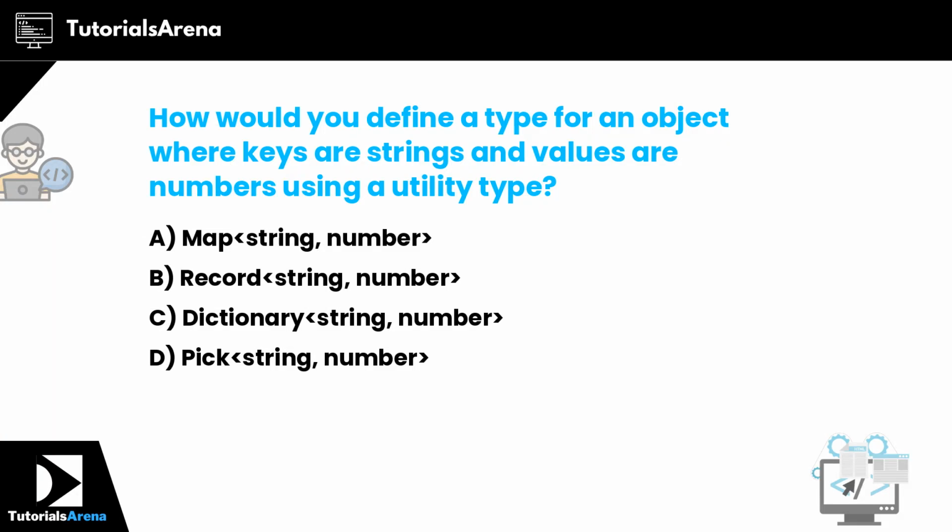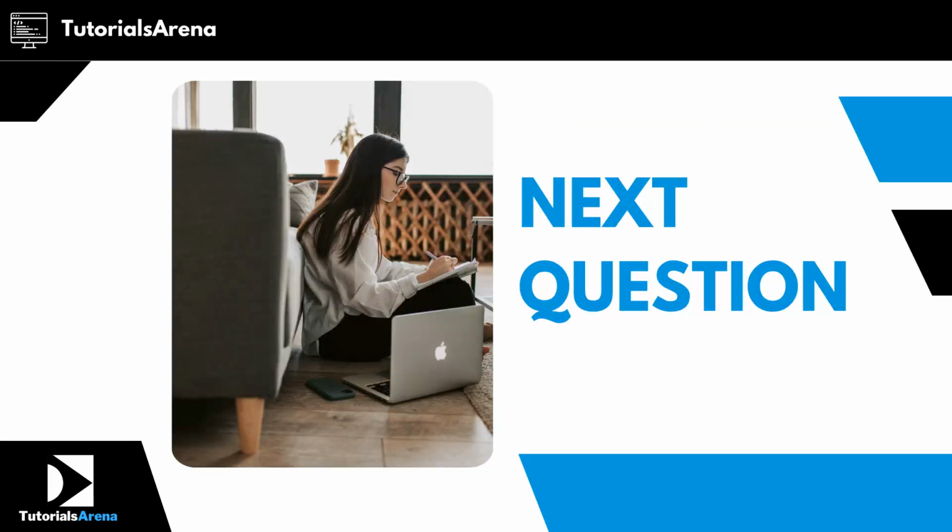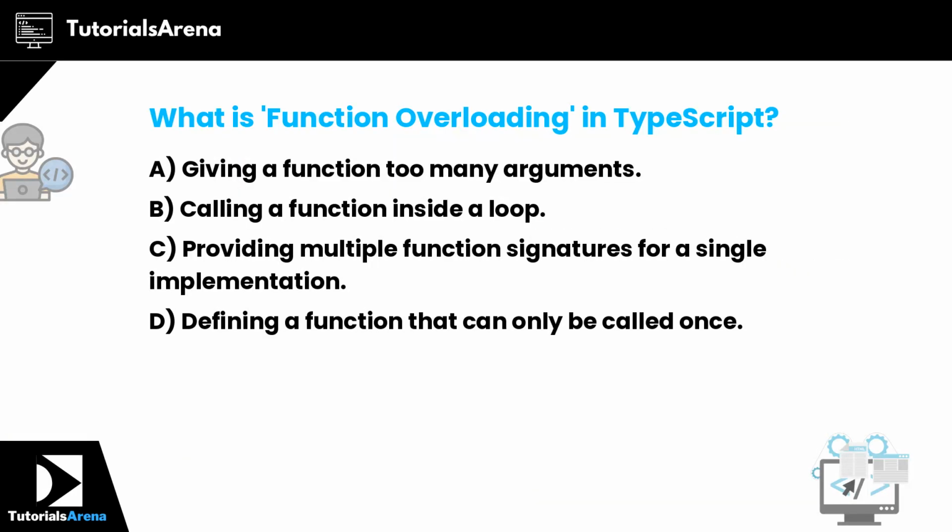How would you define a type for an object where keys are strings and values are numbers using a utility type? The correct answer is option B, Record<string, number>. What is function overloading in TypeScript? The correct answer is option C, providing multiple function signatures for a single implementation.